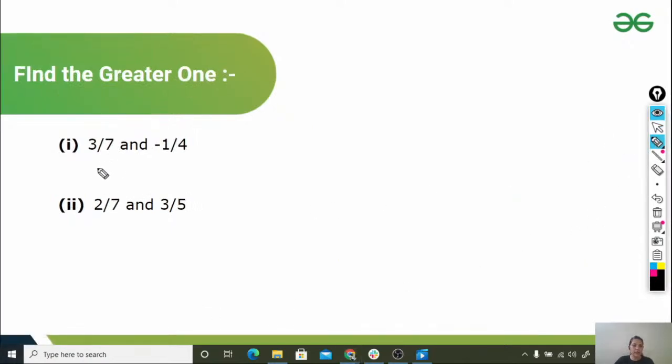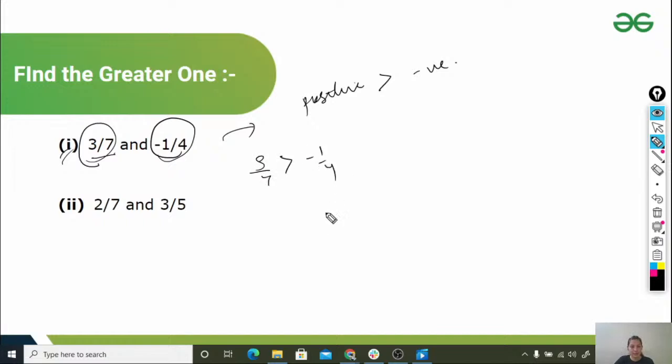Now here it's a very simple question, 3 by 7 and minus 1 by 4. You can see this number is negative and this is positive, and according to the property, any positive rational number will be greater than a negative rational number. So again, 3 by 7 is greater than minus 1 by 4.